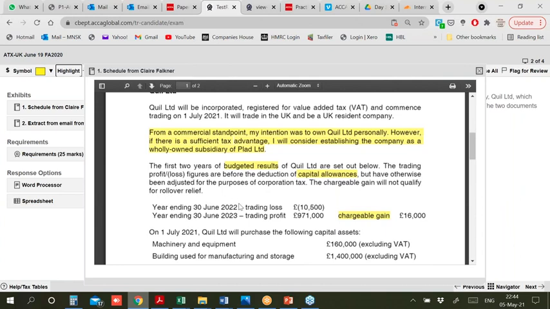Year ending 30 June 2022, that will be the first year of Q Limited. It will face a loss of 10,500. Then year ending 30 June 2023, it will become profitable. That's strange, making that much of a profit in the first year, but it's a question. It can happen here. Okay, so I'll highlight that.